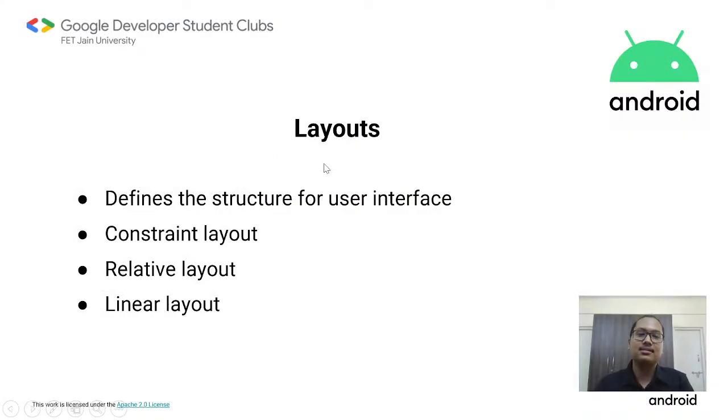All right, so next is layout. Layouts are very important because this is where your user interface is built, right? To build a layout, Android provides us different kinds of layouts. We have constraint layout, relative layout, linear layout, coordinator layout, web layout and all. But we will mainly focus on constraint layout.